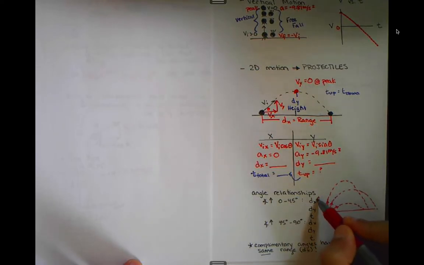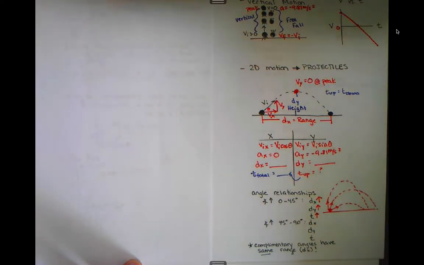Right? So as you increase from 0 to 45 degrees, the distance in the x direction increases. The distance in the y direction, the height, increases, and the time in the air also increases. As you increase the angle from 45 degrees to 90, now your distance in the x direction starts to decrease.